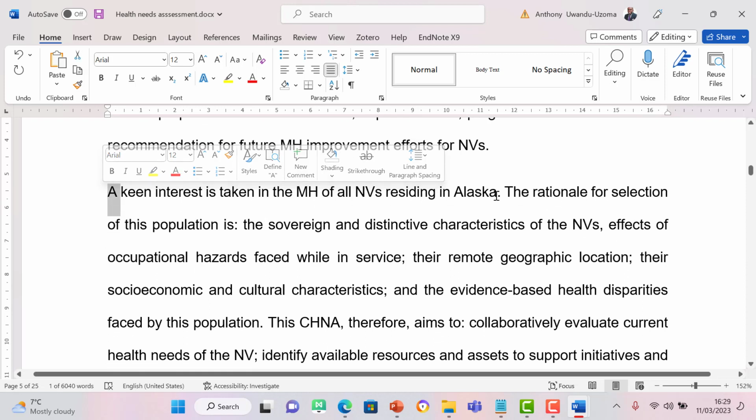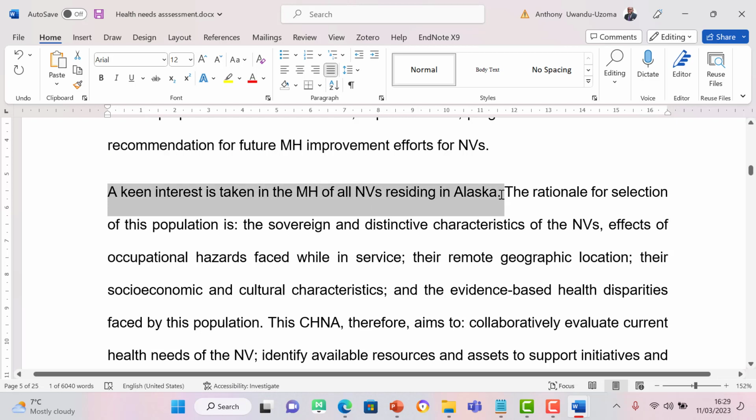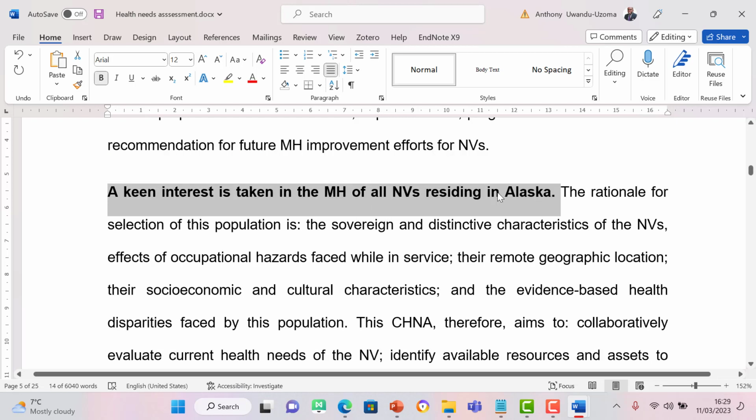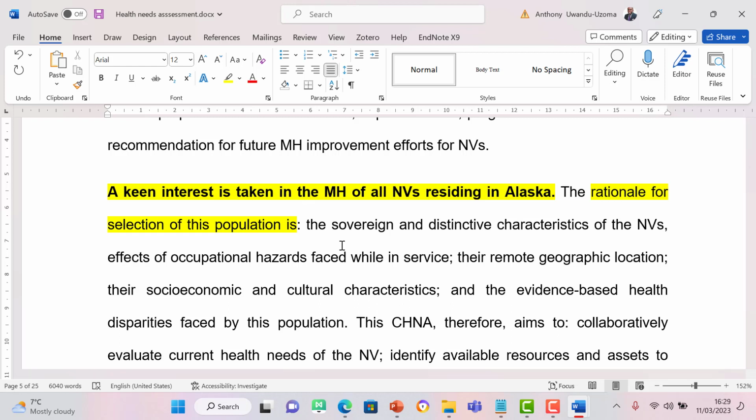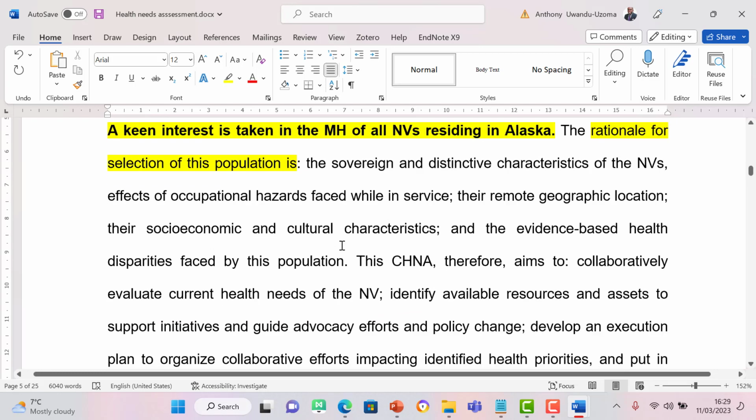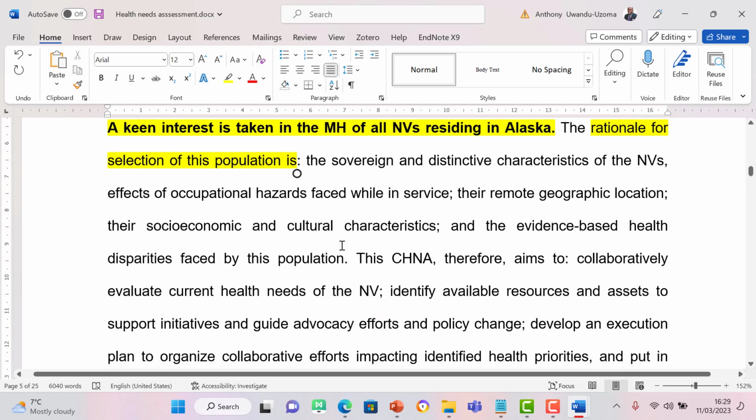Now, here the author is trying to identify why the specific population. Why is the author interested in this population? And that is the rationale. Why? Why? Why? If you're saying obesity in Bradford, why? If you're saying alcohol abuse in Kenya, why? All right. So the why answers the question: what is the rationale for your health needs assessment?